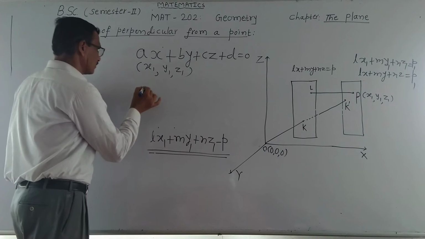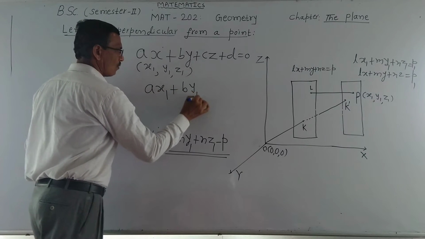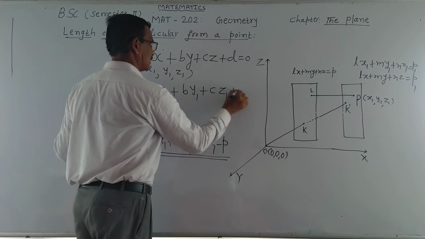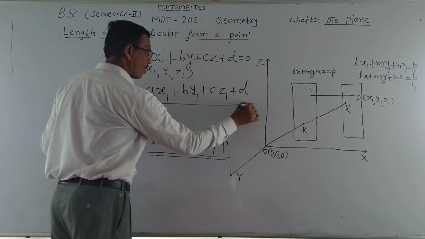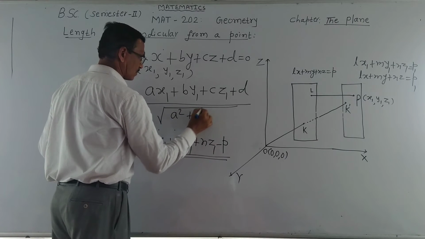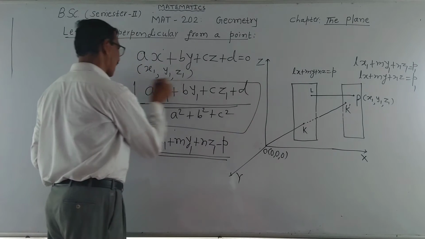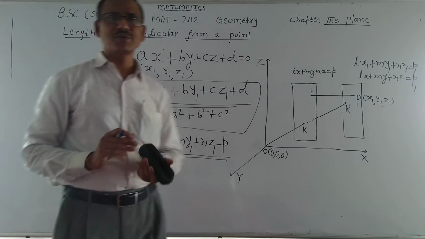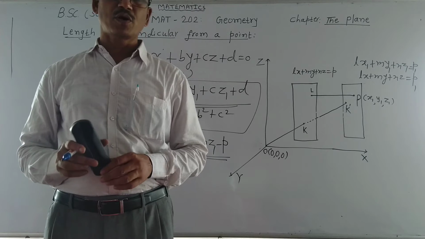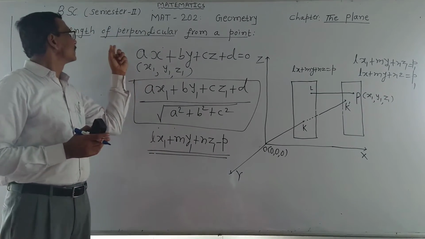Converting direction cosines into direction ratios, the equation of perpendicular distance becomes Ax1 plus By1 plus Cz1 plus D upon square root of A square plus B square plus C square. This is the formula when the equation of plane is given in general form Ax plus By plus Cz plus D equal to 0.